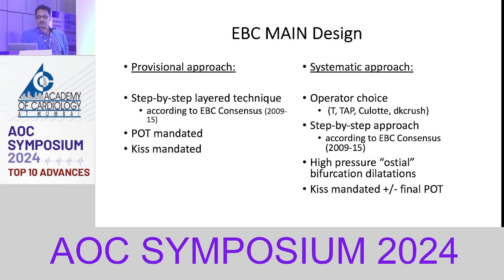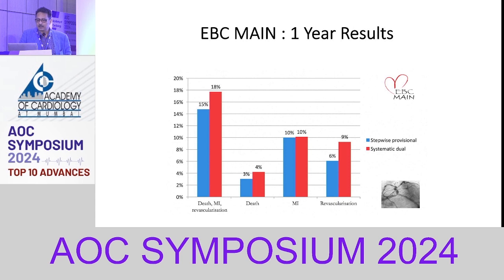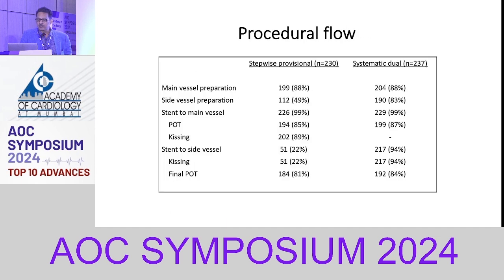The prelude ended with the introduction of the EBC MAIN trial. EBC MAIN was basically designed with a provisional approach and a systematic approach, a two-stent strategy. Very surprisingly, they allowed the operator to still continue with TAP and T. TAP and T were abandoned by EBC in 2018 in the Porto conference. They said we no more recommend T and TAP, and still they allowed the operators to do T and TAP as a crossover in the systematic two-stent approach.